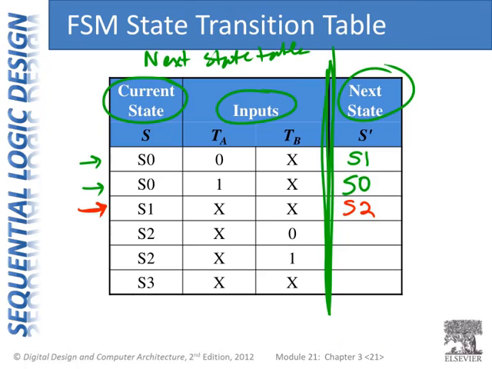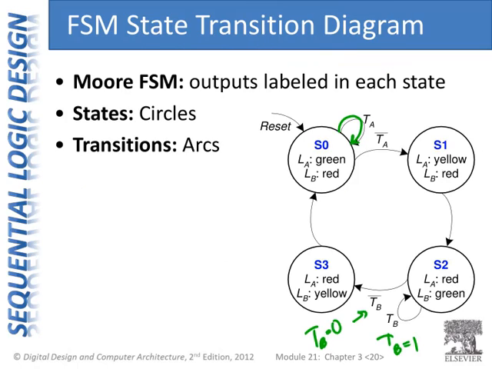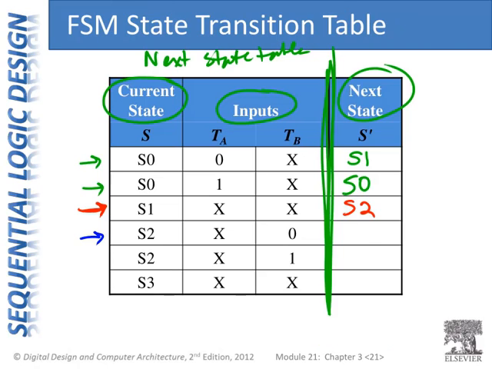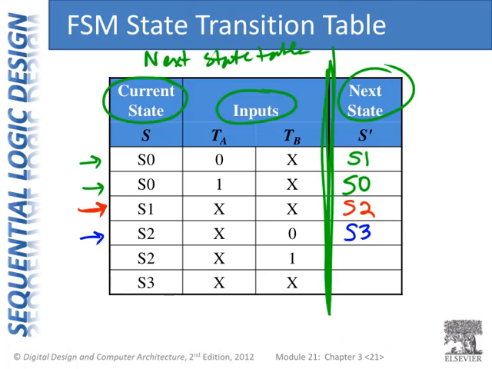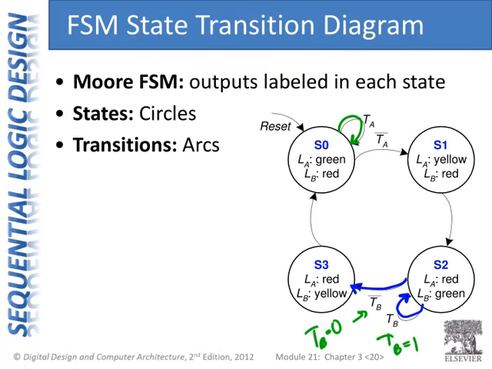Okay, and now we look at what happens if we're in S2. For S2 and TB is low, then we're going to transition to S3. If we're in S2 and TB is high, so there's traffic on Bravado Boulevard, we're going to stay in the same state. We're going to stay in S2. Now S3, independent of any inputs at the next clock edge, we're going to transition to S0.